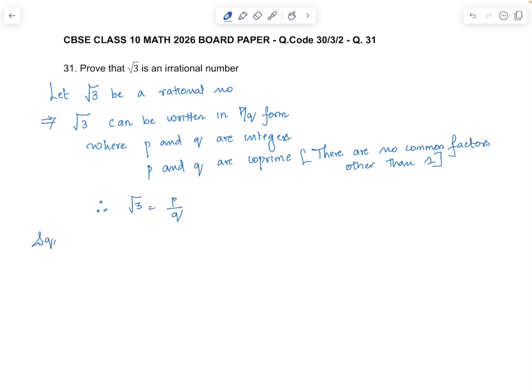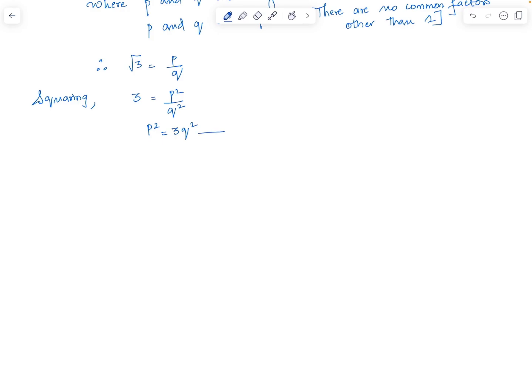Squaring both the sides, we get 3 equal to P square by Q square. P square is equal to 3 times Q square. Let this be equation 1. From here, we understand that 3 divides P square, which means 3 divides P also.